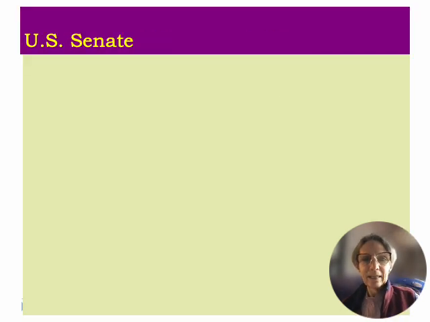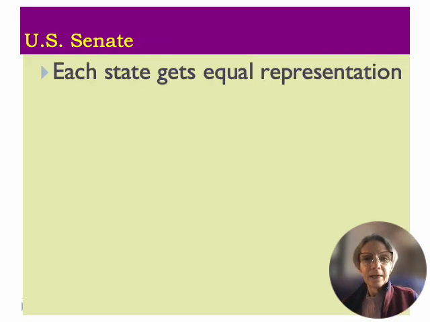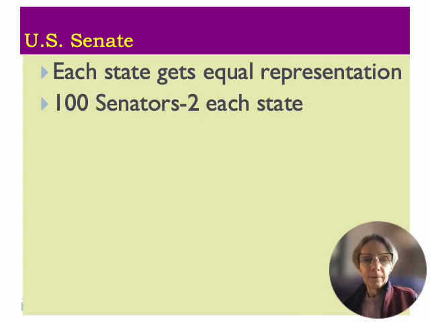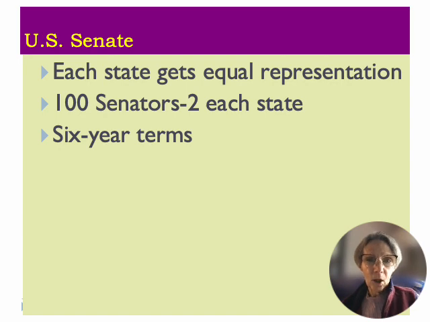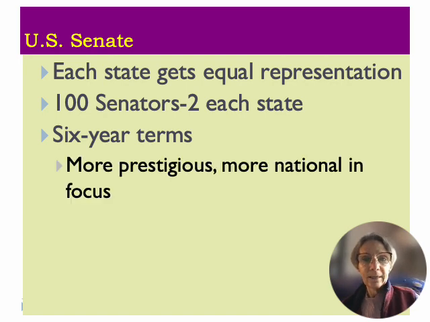All right, let's move on to take a look at the United States Senate. As we know, the Senate is not based on population; each state gets equal representation. Each state gets 2 senators, and there are 50 states. That means that we have 100 senators. Senators serve a much longer term. Their term is for 6 years.